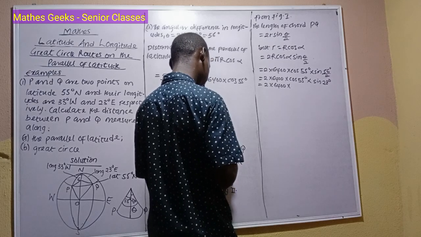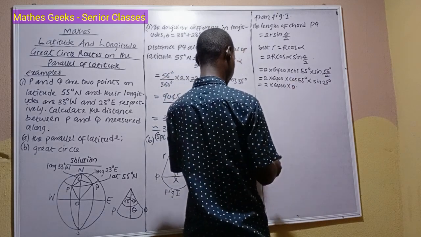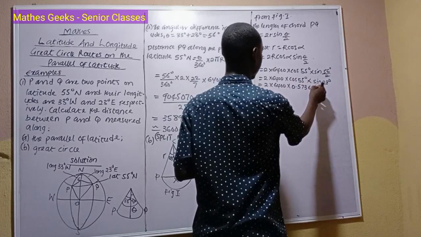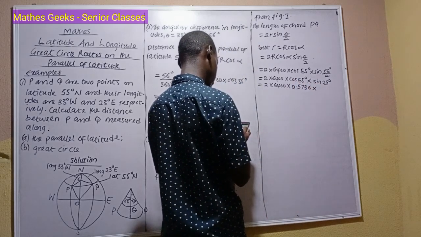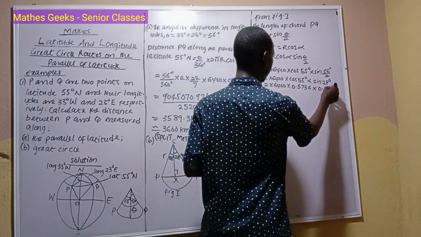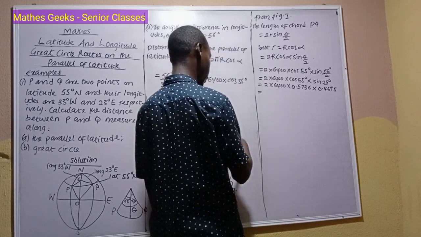Cos 55 degrees is 0.5726, sine 28 degrees is 0.4695. So let's multiply them together.